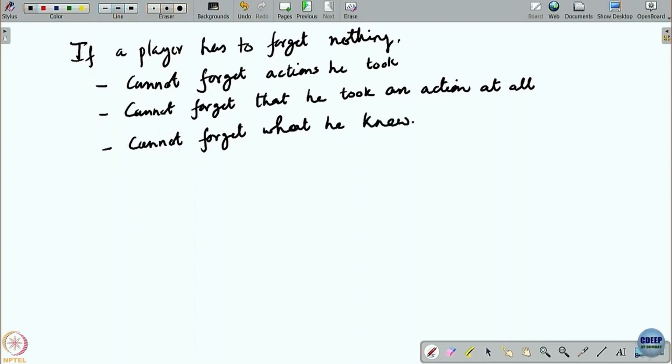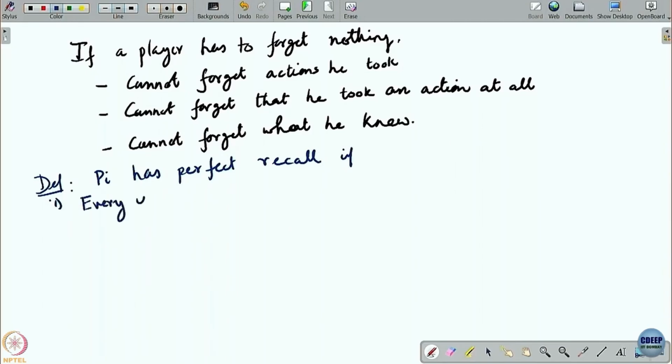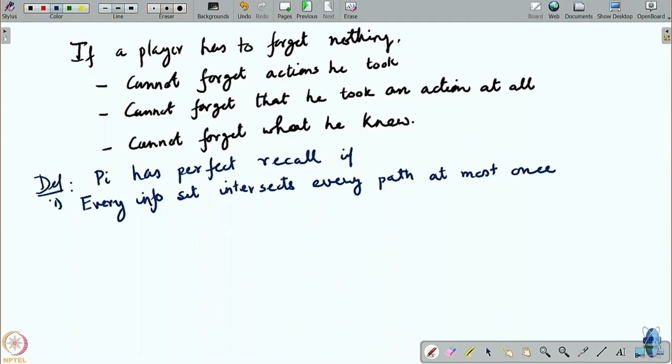All right, so this is what we want, and now how do we capture this in an extensive form? We need to put this into a form of a formal definition. So we say that player I has perfect recall if the following holds: every information set intersects every path at most once. So absent-mindedness is gone with this.